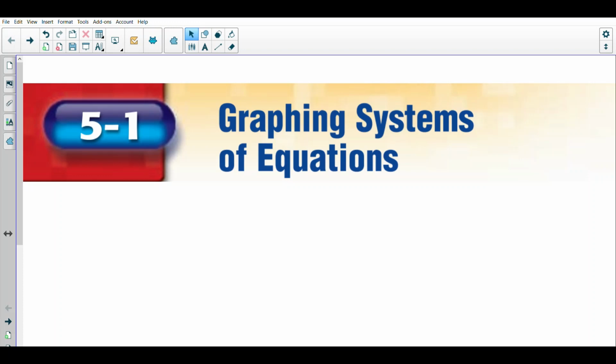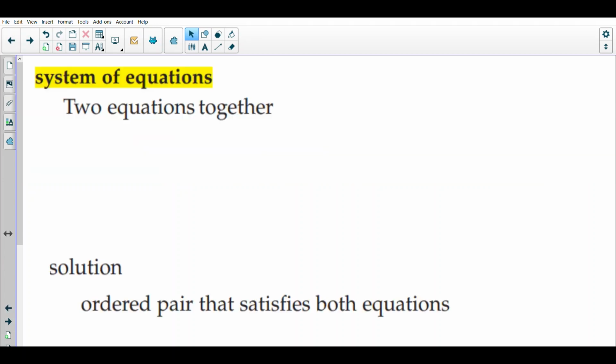In today's lesson, we're going to look at Chapter 5, Section 1, Graphing Systems of Equations. So we're going to take what we learned in the past of how to graph lines, and now we're going to talk about a system of equations. A system of equations is when there's two equations together.